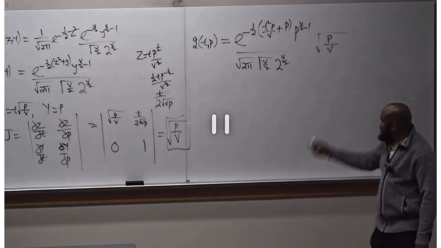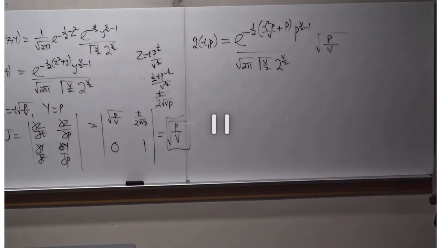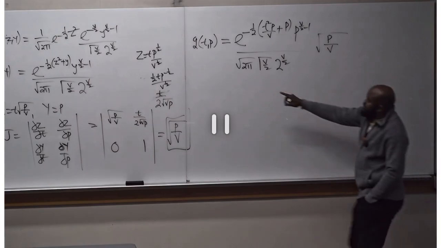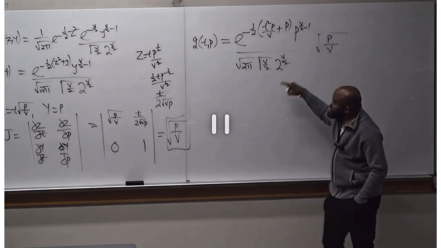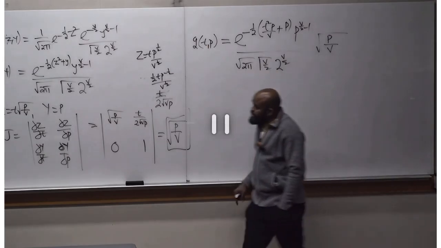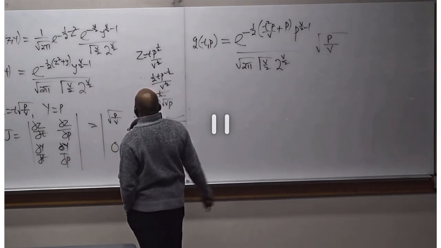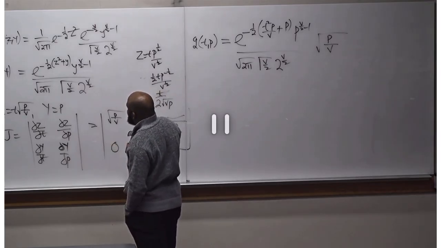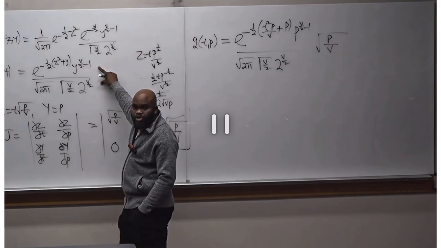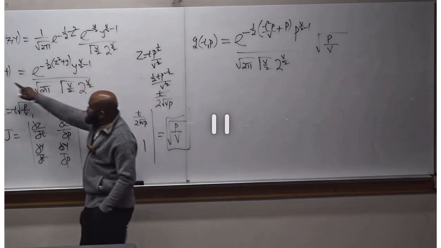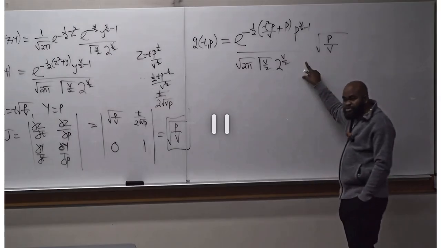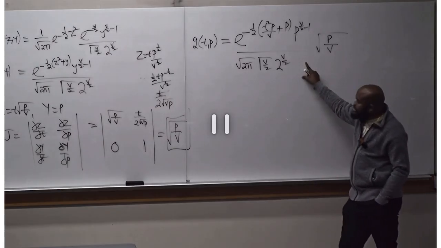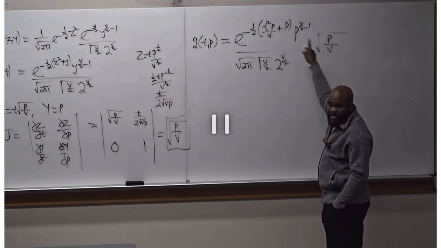Now, look at where we are. Is there anyone who wants to ask a question? We are in g of t and p now. This is the joint of a new variable. This is the joint for the old variables, z and y. This is the joint for the new variables t and p. Can you see that?